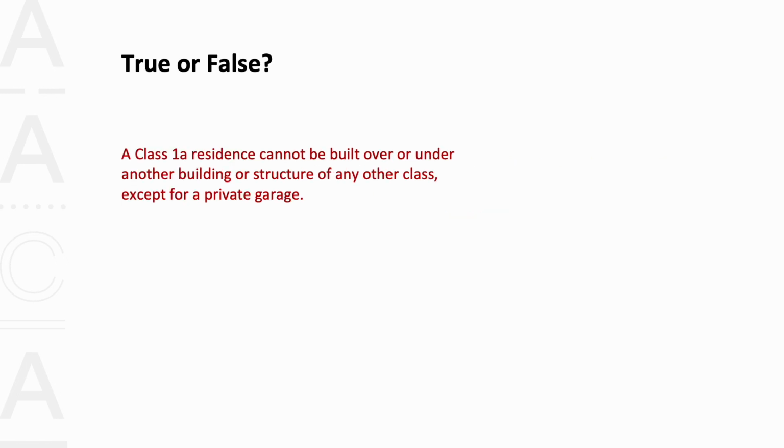I have another true or false for you. A Class 1A residence cannot be built over or under another building or structure of any other class except for a private garage. This statement is true. If a residence is built over any other type of structure, it would be a sole occupancy unit of a Class 2 building. This is the case even if the structure is a common garage space.